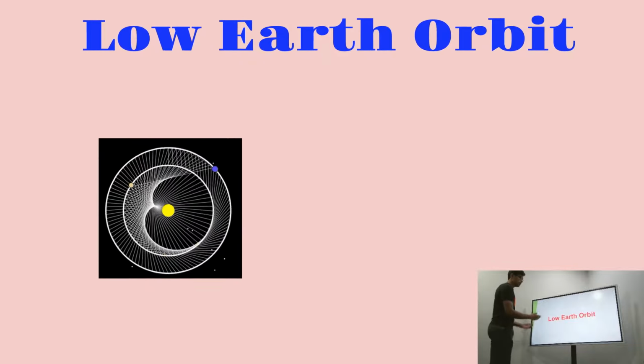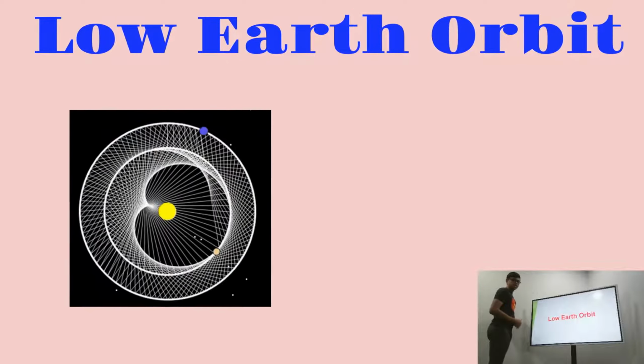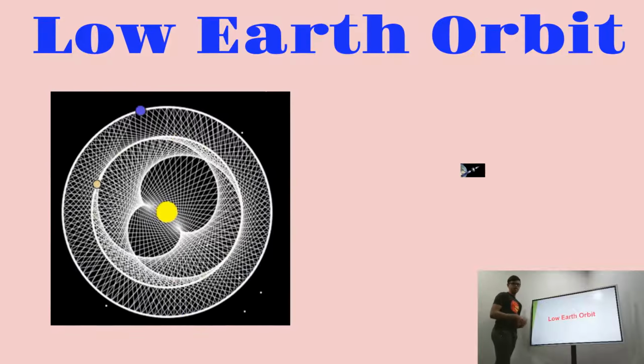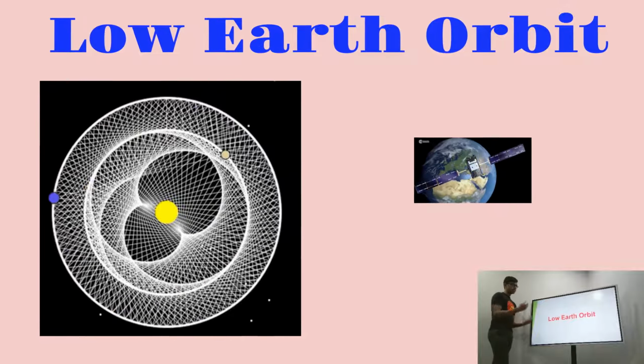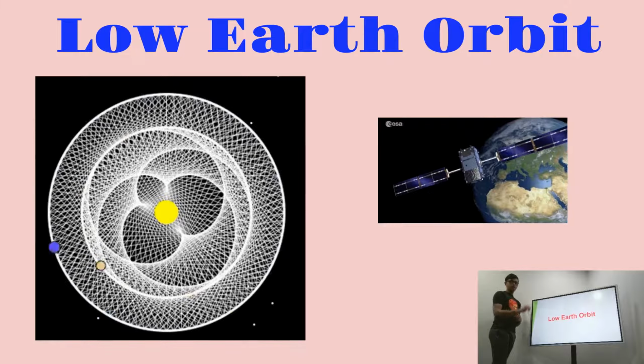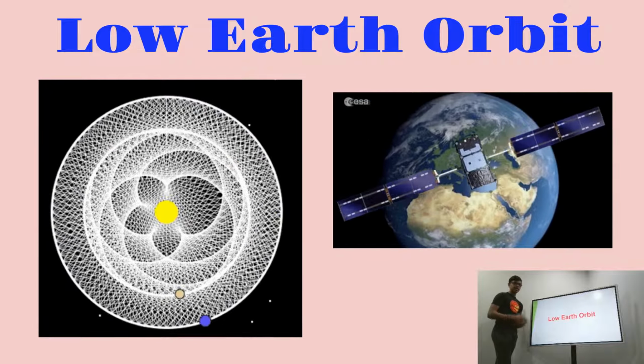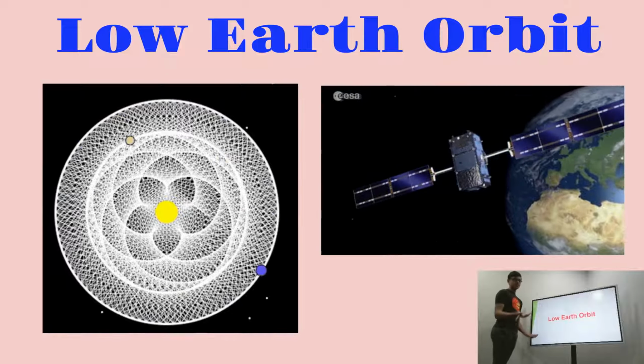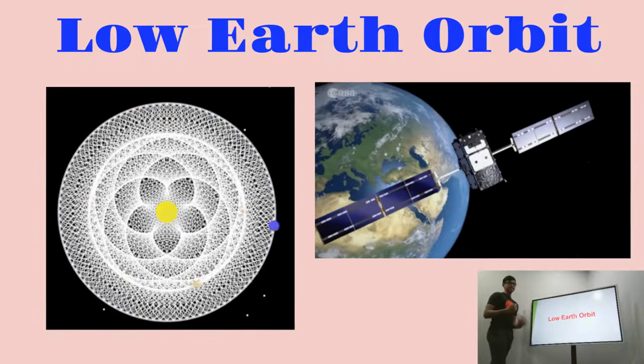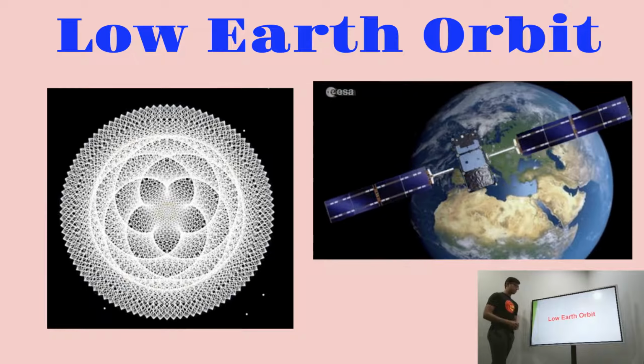In today's video we're going to be going over low Earth orbit. So first let's just understand what Earth orbit is. Basically, an Earth orbit is just a cycle around Earth. An example of this could be satellites. Satellites are always orbiting the Earth at all times. And an example of a satellite could be the International Space Station.